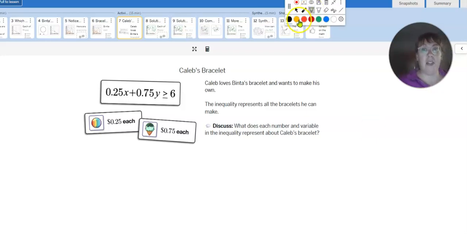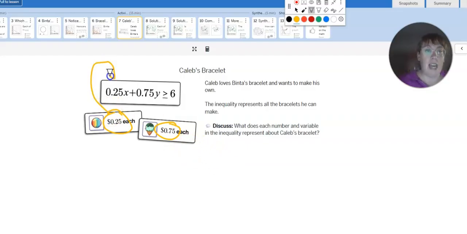So Caleb is looking at the rainbow bead, which is 25 cents each, and the ice cream bead, which is 75 cents. So Caleb loves Binta's bracelet and wants to make his own. This inequality here represents all the bracelets that he can make. So what do these numbers represent?